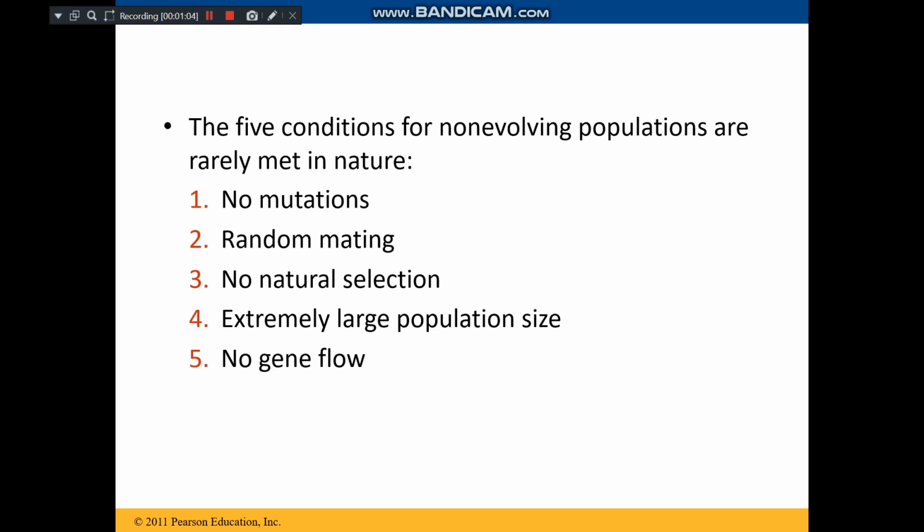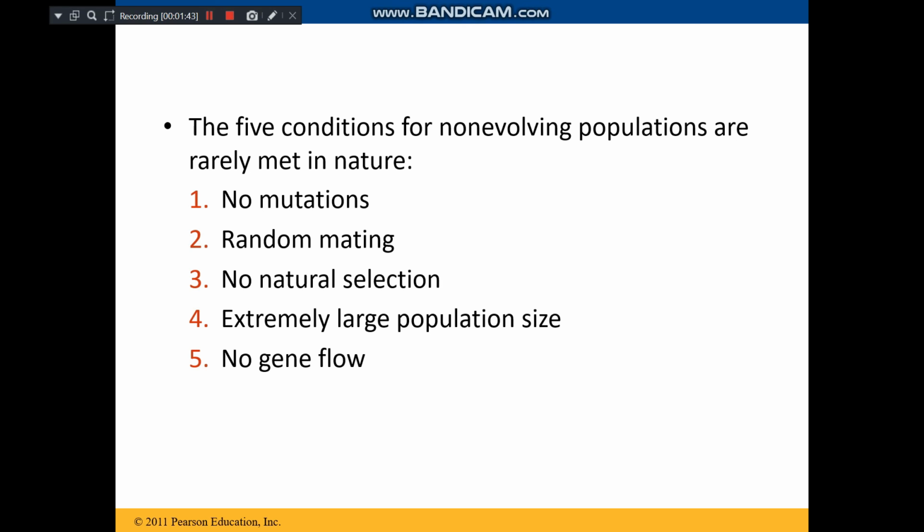So, what are the conditions for a non-evolving population? There should be no mutation. There must always be random mating, not selective mating. No natural selection, and the population size should be extremely large, and there should not be any gene flow from other populations. These are the conditions. That's why I have told you there is no external pressure.